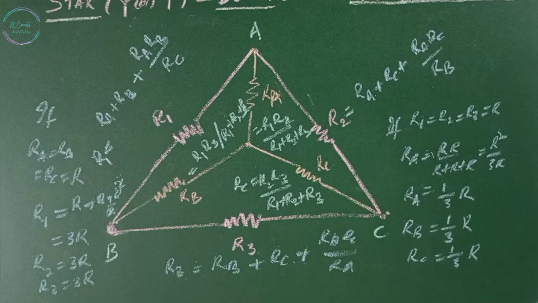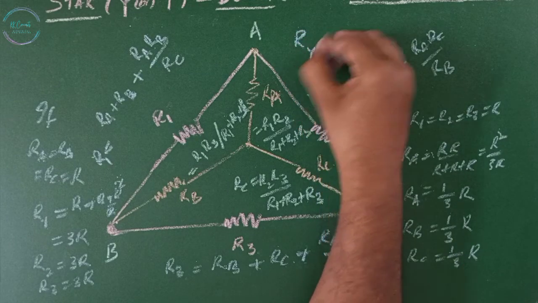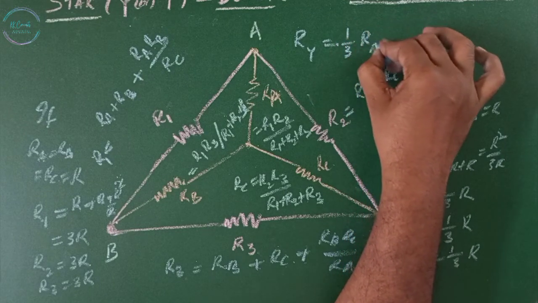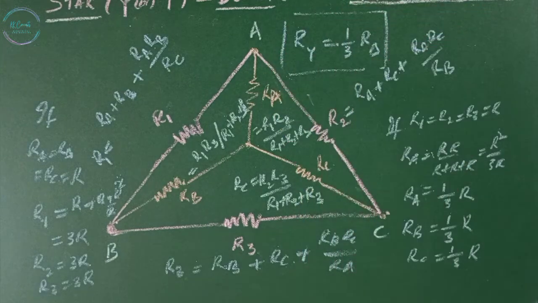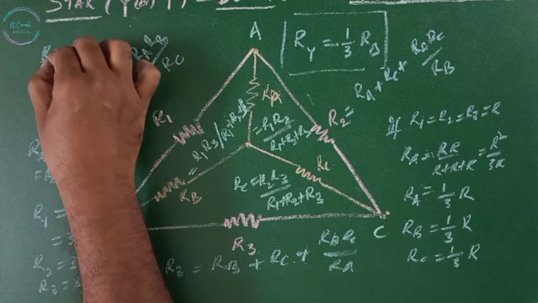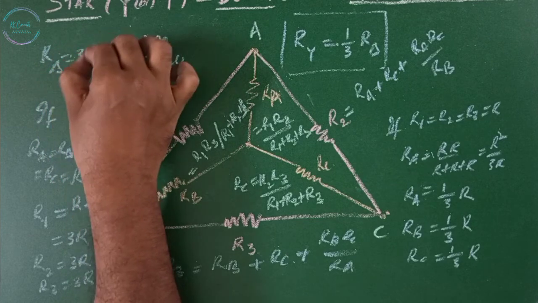By generalizing, the resistance of the Y network equals one third of the resistance of the delta network. Here, by generalizing, you can write that the resistance of the delta network equals three times the resistance of the Y network.